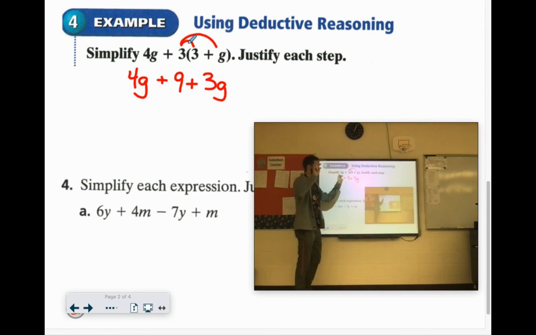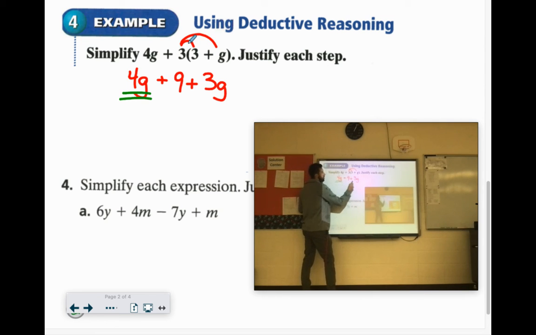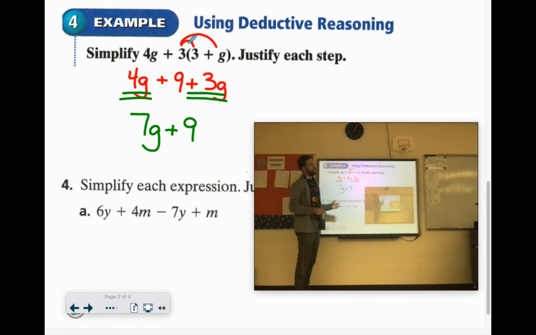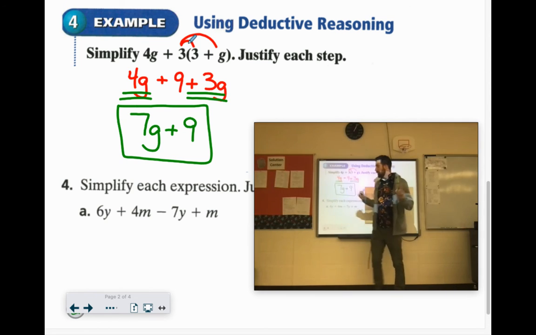Now, what are my like terms here? Would be our g's. We have 4g plus 3g. That would be 7g plus 9. You can't combine g's with regular numbers. That's like bananas and telephones. They're totally different.